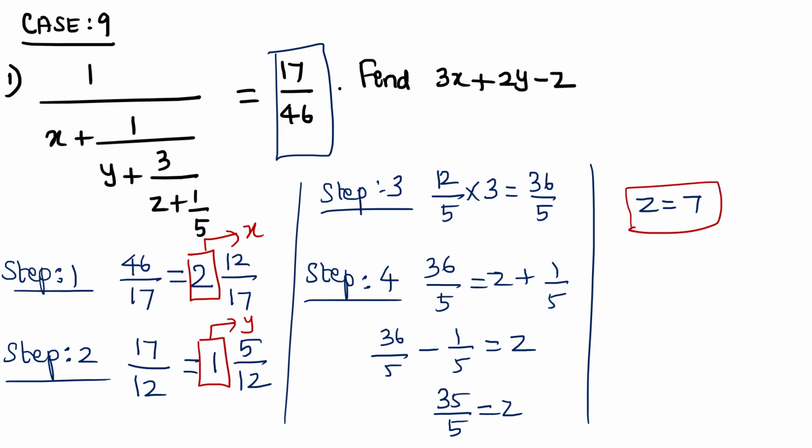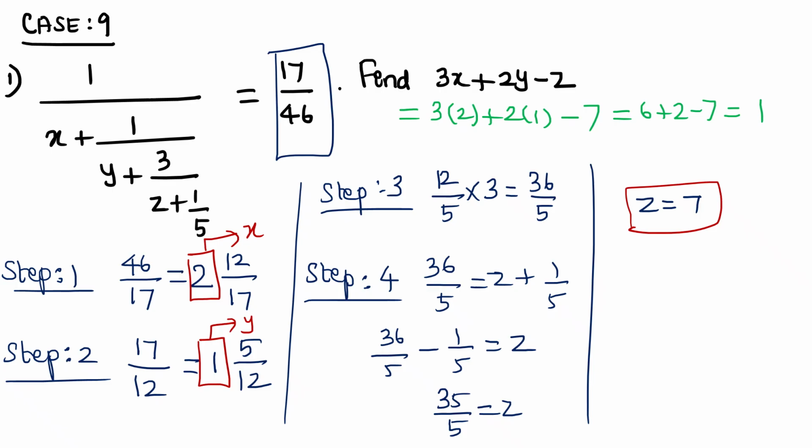So next priority is to substitute them. When I substitute, 3 into 2 plus 2 into 1 minus 7, which results in 6 plus 2 minus 7, that is 8 minus 7, I'll get 1. So this is my answer for the first problem.